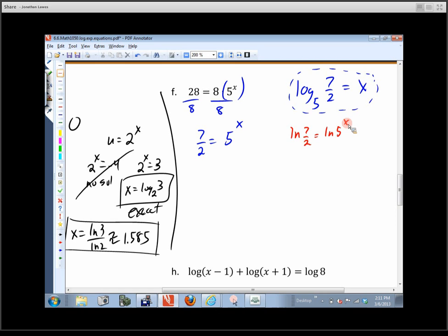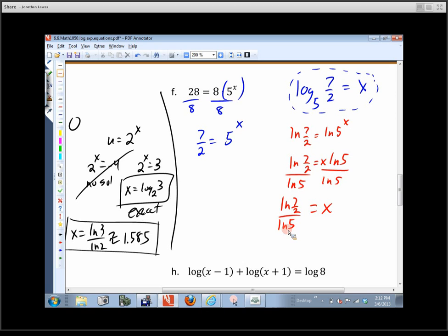Yeah, I can do that. I can bring the x out front. So I'll write another line: ln of 7/2 equals x ln 5. And then how do I get the x by itself? Divide by ln 5. So I'll divide both sides by ln 5. So I get x equals ln of 7 halves over ln 5.